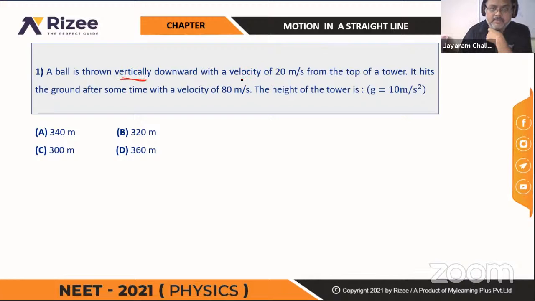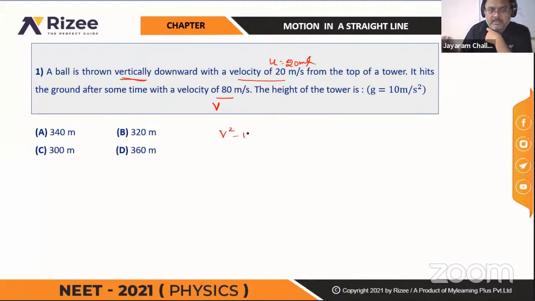He's throwing it vertically downwards with some velocity. That means the initial velocity he has provided to us is 20 meter per second. From the top of the tower, it hits the ground after some time with a velocity. That is the final velocity he has provided. Height of the tower: we have got u, we have got v, we have got the acceleration. So we need to go for the height.